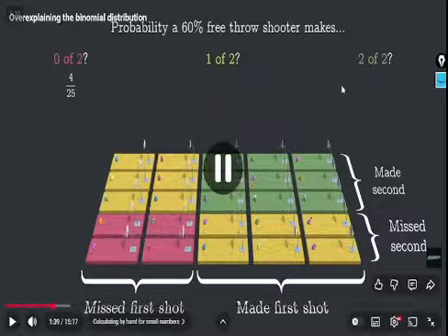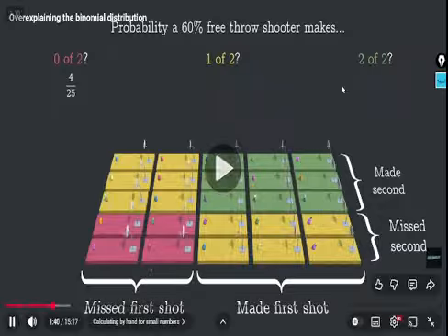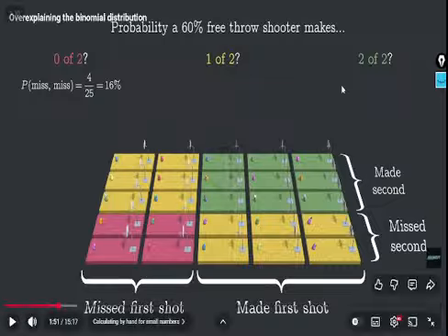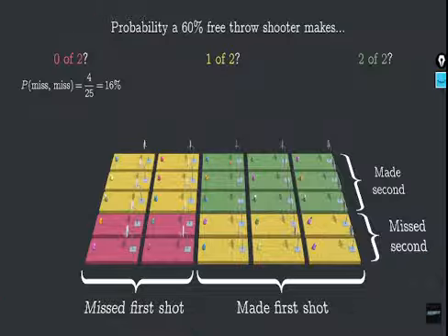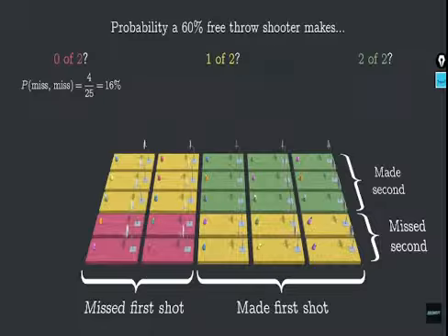4 of the 25 blobs were unlucky enough to miss both the first and the second shot. From this, we can say that a 60% free throw shooter has a 16% probability of missing both shots. And this is the same number we would have gotten by multiplying the probabilities of the individual shot outcomes. The probability of missing the first shot is 40%, then 40% of those 40% also miss the second shot, and 40% of 40% comes out to 16%.